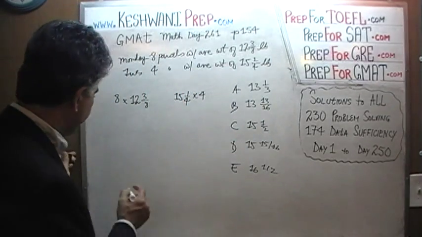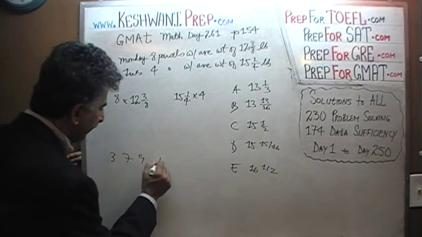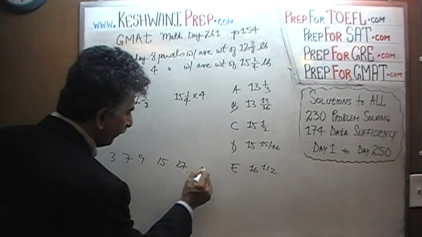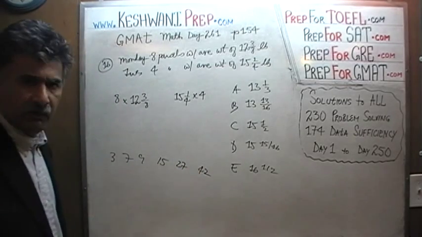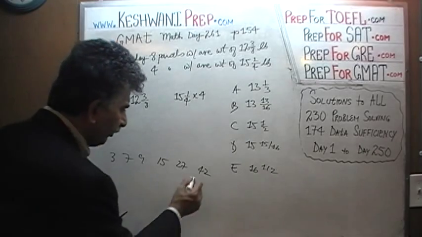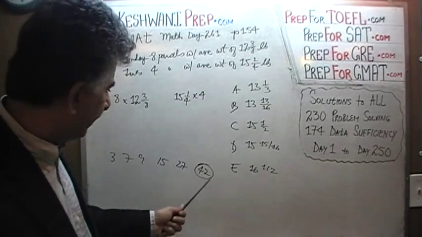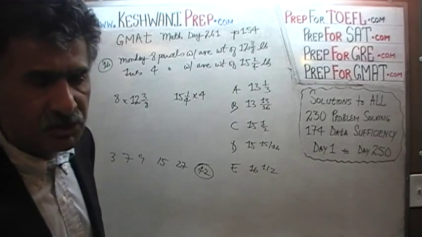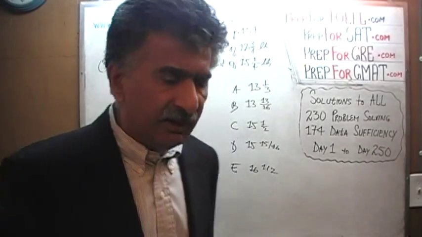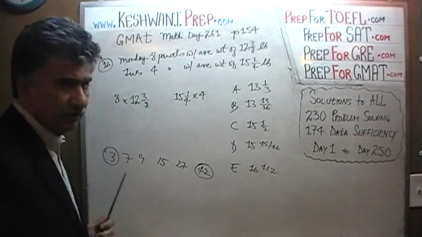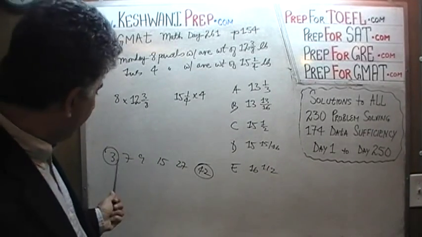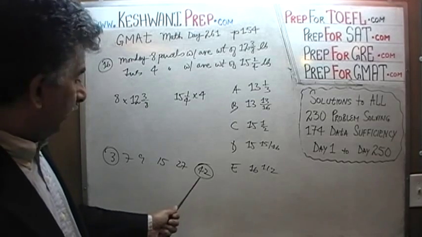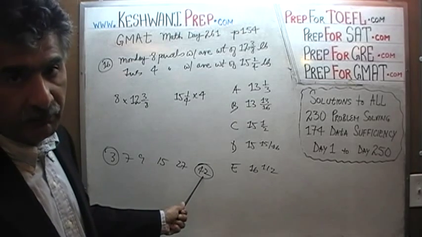If I give you a whole bunch of numbers, 3, 7, 9, 15, 27, and 42, I don't know what the average is, but it is not going to be higher than 42. It is impossible. It is also impossible for the average of a group of numbers to be less than the lowest number in the group. The average can never fall below the lowest number, and can never be higher than the highest number in the group.